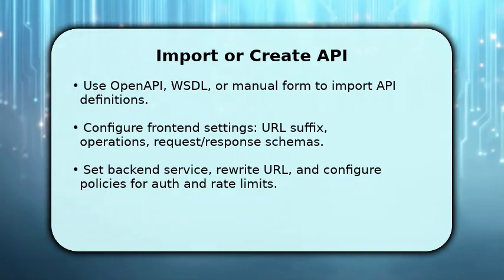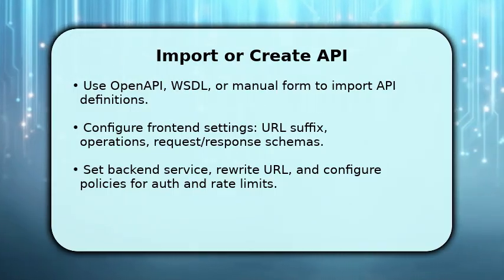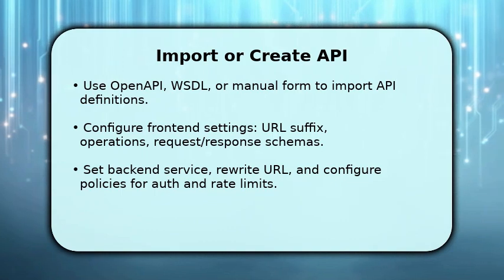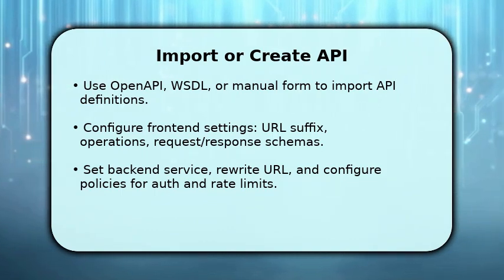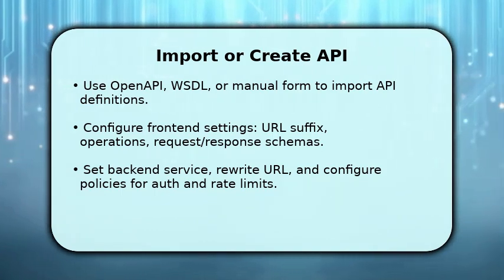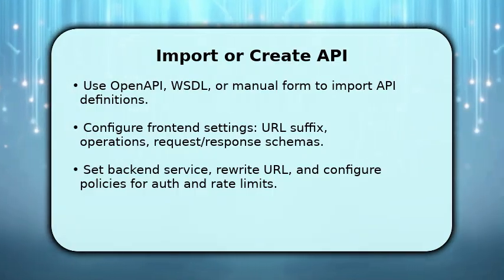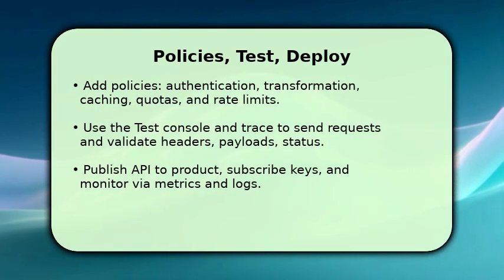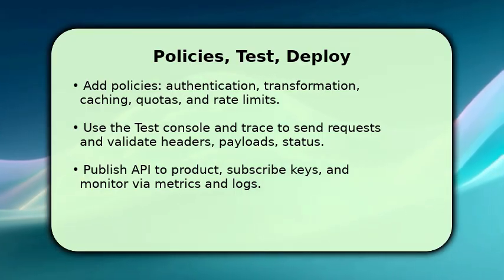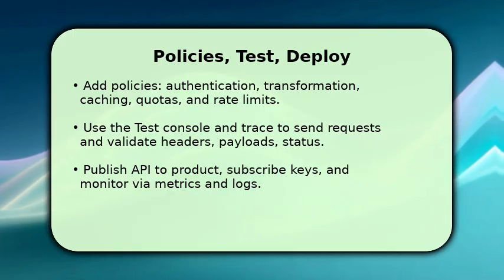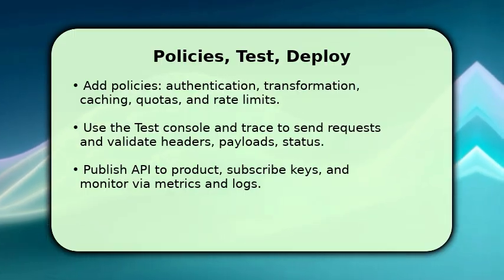Once operations match the backend, point the backend service to your endpoint and rewrite the URL if necessary, because correct routing ensures requests reach the intended service. Finally, apply policies for security and traffic control. Add authentication, transform payloads, enable caching, and set quotas and rate limits. These protect and optimize your API.